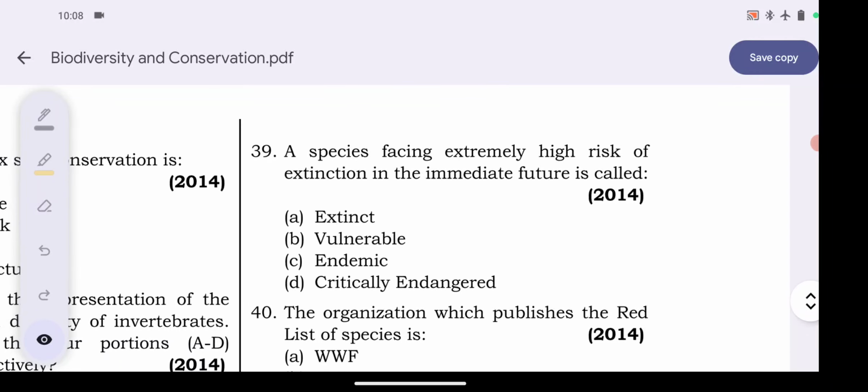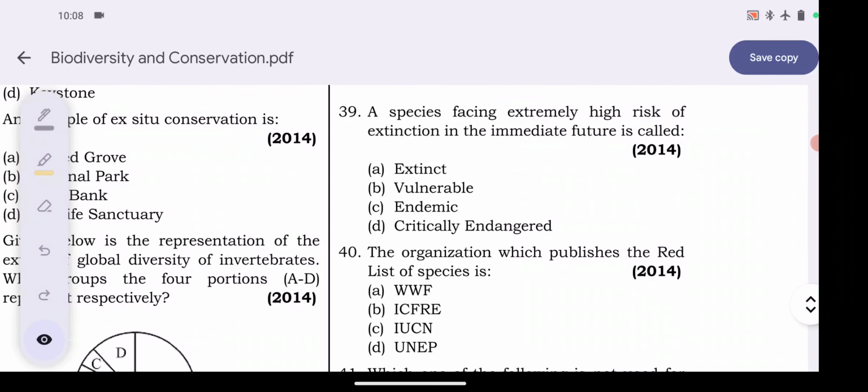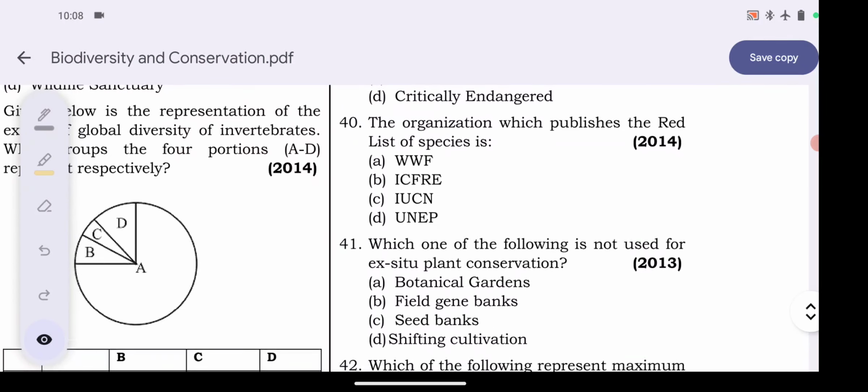Next question number 39. A species facing extremely high risk of extinction in the immediate future is called: extinct, vulnerable, endemic, critically endangered. Option D is your answer, critically endangered. Question number 40. The organization which published the Red List of species, the Red Data Book: WWF, ICFRE, IUCN, UNEP. Answer will be option C, IUCN, International Union for Conservation of Nature. 41. Which one of the following is not used for ex situ plant conservation? Botanical garden, field gene bank, seed bank, shifting cultivation. Answer will be option D, shifting cultivation.